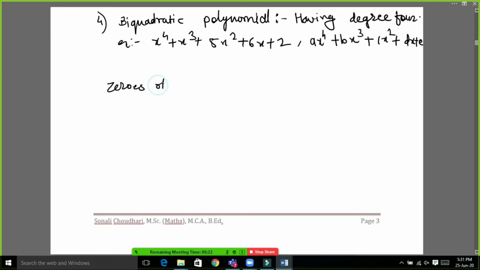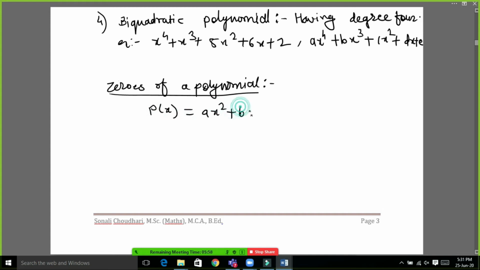Now we look at zeros of a polynomial. This concept we actually learned in class 9, so I am revising this concept, zeros of a polynomial. For the zeros of a polynomial, suppose we consider the polynomial p of x is equal to ax square plus bx plus c. This is a quadratic polynomial in standard form, and suppose x is equal to k.